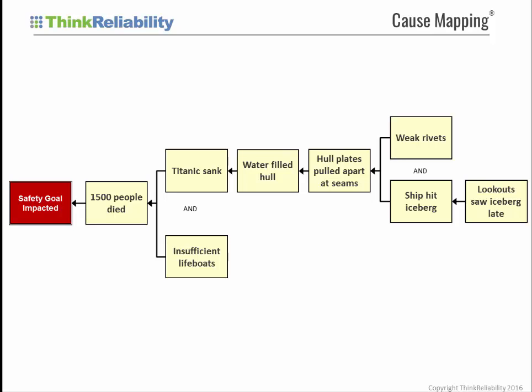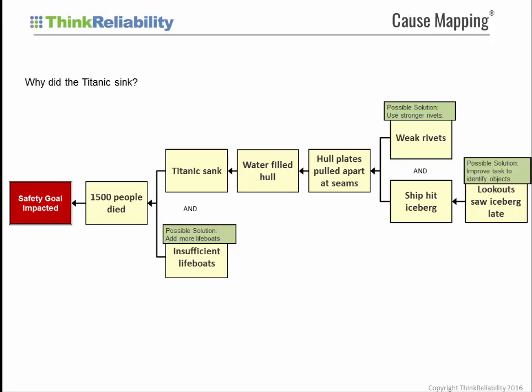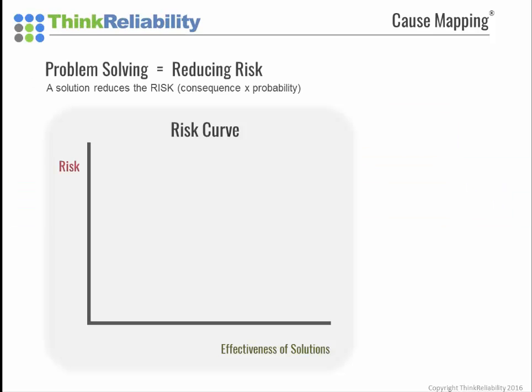So this is just a simple start to an analysis, but what you're seeing here is the ability to expose multiple chains of causes required, capture multiple perspectives, which ultimately gives us more opportunities to solve the problem. You implement any one of those solutions, and you're going to be doing something to reduce that risk. So let's move to that risk curve.